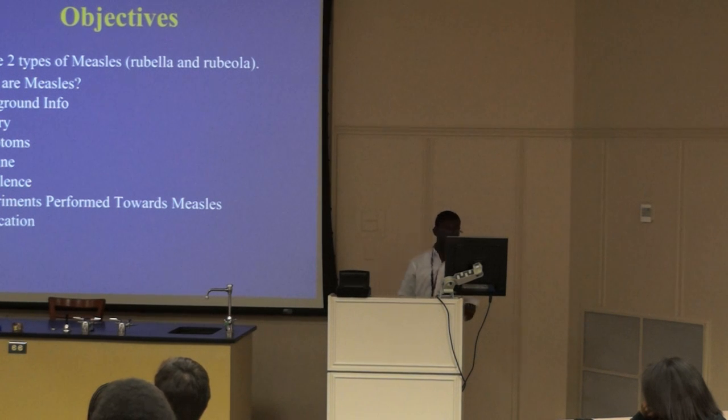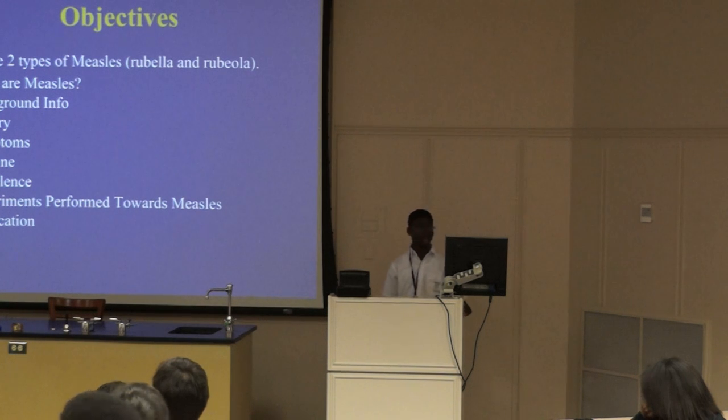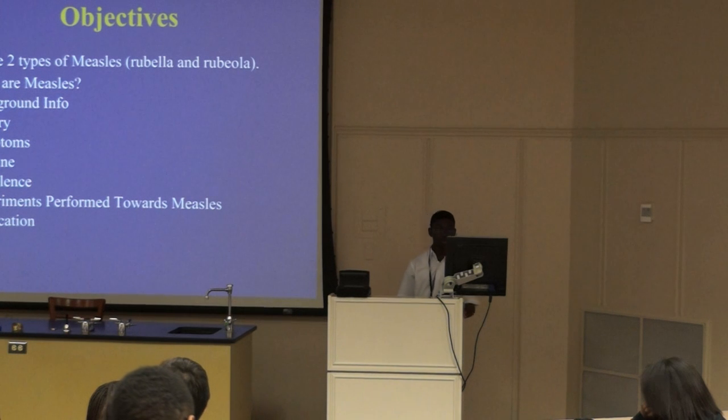There are also two types of measles. There's rubella, German measles, or rubeola. The most common one is rubeola, so I'll be discussing that today. The topics I'll be discussing are what measles are, background information, history, symptoms, vaccine, where it's prevalent, and experiments performed towards measles. Also, I'll be discussing the eradication of measles.